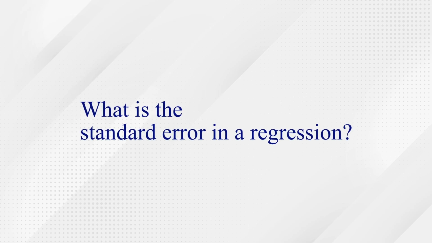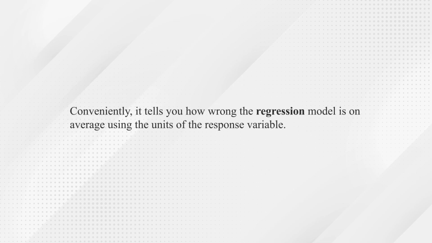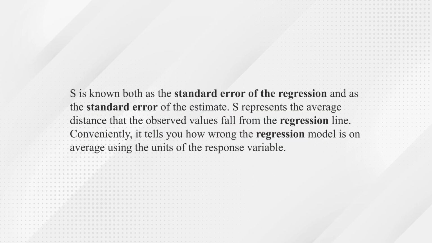So what is the standard error in a regression? The standard error of regression, also known as the standard error of the estimate, represents the average distance that observed values fall from the regression line. Conveniently, it tells you how wrong the regression model is on average, using the units of the response variable. So how do you interpret the standard error of regression? S is known both as the standard error of the regression and the standard error of the estimate.